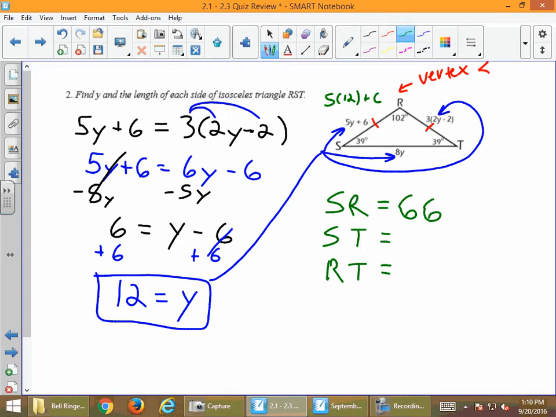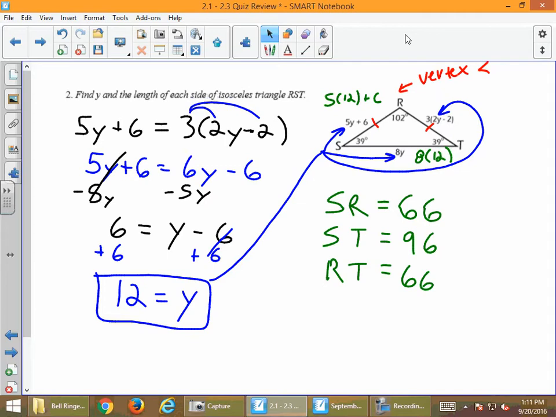Well, do the same thing down here with 8. I'm going to do 8 times 12. What's 8 times 12 give me? 8 times 12 gives me, Justice? 96. And over here, quick, really fast, what's RT? 66, why? They're isosceles, they're the same. So I know if that's 66, the other side's going to be 66 as well. Again, you can plug it in there and figure out it will also be 66.